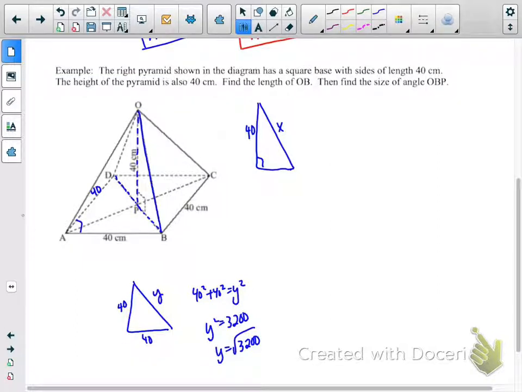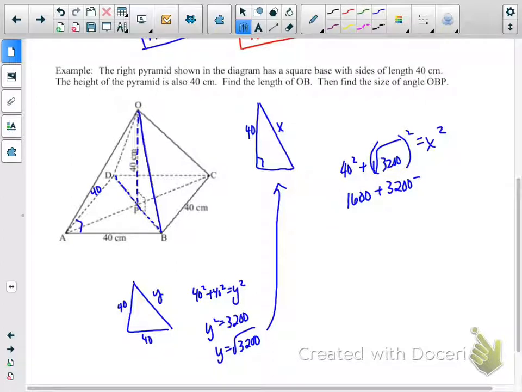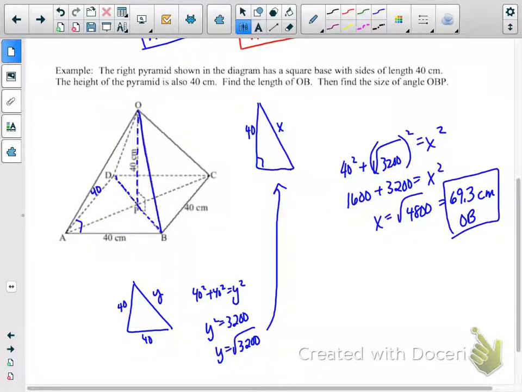Now again, don't take that. I want to transfer that up there. Now I can do my Pythagorean theorem. So 40 squared plus the square root of 3,200 squared is equal to x squared. 1,600 plus 3,200 is x squared, and x is the square root of 4,800, which is 69.3 centimeters, and that is OB. Okay.